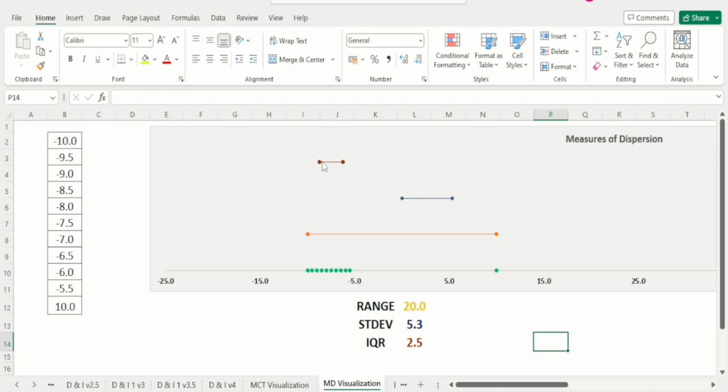Here in brown color is the interquartile range right here. Okay. And the interquartile range, again, remember, tells you the middle or the central 50% of the data. That's why this is the width of the interquartile range.